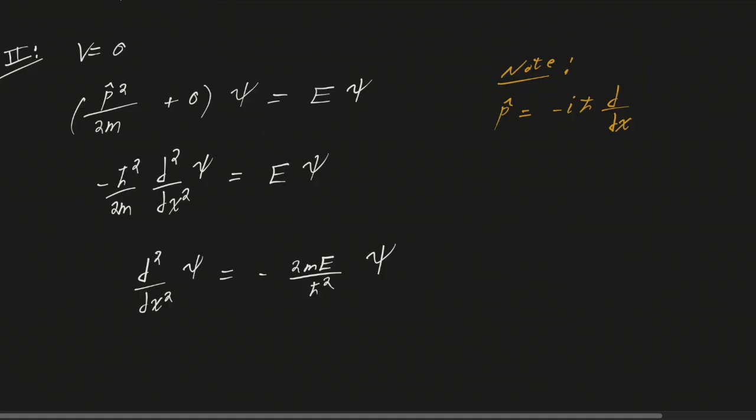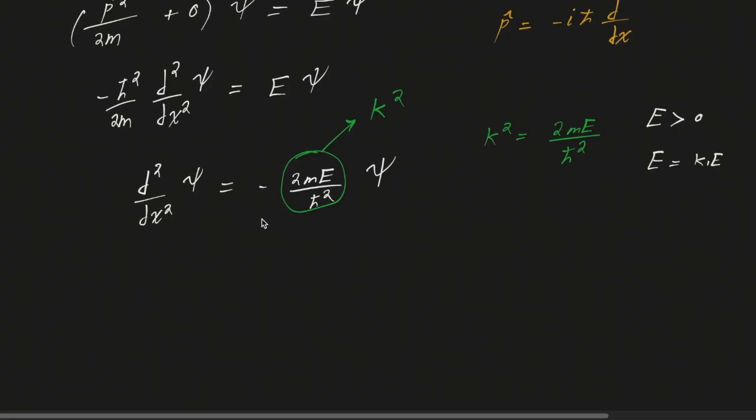Where now we're going to define this as some variable k squared, such that k squared is equal to 2mE over h bar squared. Now we are certain that the energy in this case must be positive, since the energy of the particle is only its kinetic energy. There's no potential term, so E is positive, so it makes sense to define k squared as 2mE divided by h bar squared. And so the differential equation becomes d squared by dx squared of psi is equal to minus k squared psi.